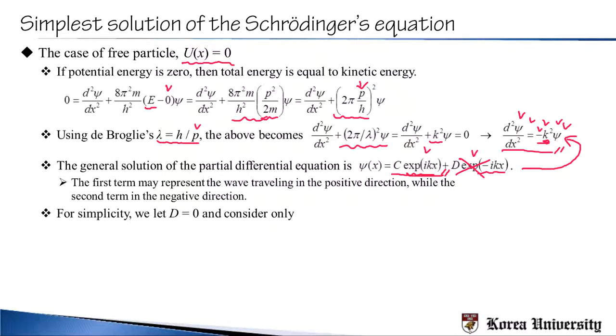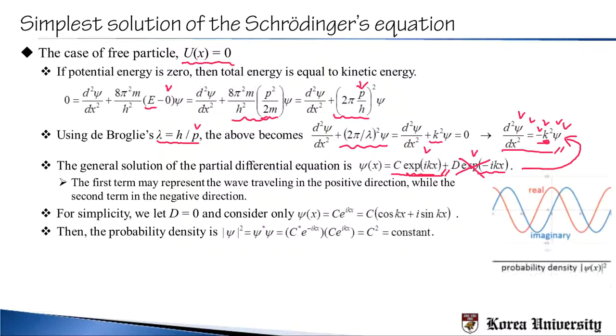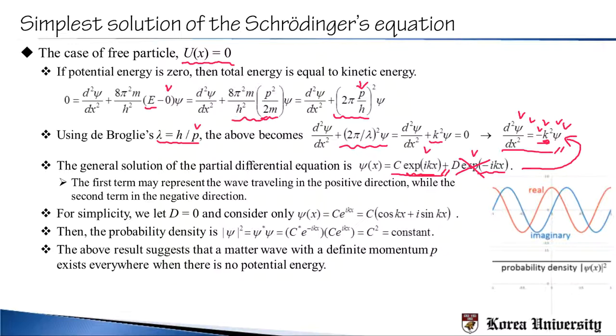We have learned that this exponential of i something can be written as cosine of this thing plus i of sine term, right? So therefore, this wave function consists of complex numbers. The real term looks like a cosine function, and the imaginary term looks like a sine function.